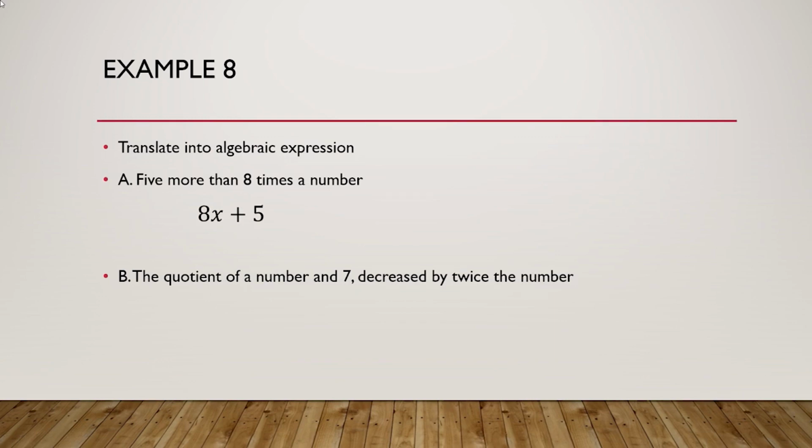Now part B, the quotient of a number and 7 decreased by twice the number. The quotient is in reference to division, and like I said before, if it's sum, product, difference, or quotient, it's in the order that you see it. So that would be x divided by 7. Decreased is subtraction, so that would be x divided by 7 minus twice the number, which would be 2x. So it would be written like that.